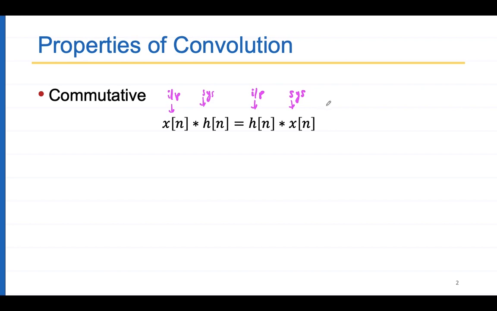So if I know the form of x[n], something like this, and I know the form of h[n], whatever, then if I reverse the two, basically I make this my input and this my LTI system, then the output y[n] will be the same, doesn't matter. Okay, now how do we prove it? The proof is pretty straightforward, just from the definition we can say.